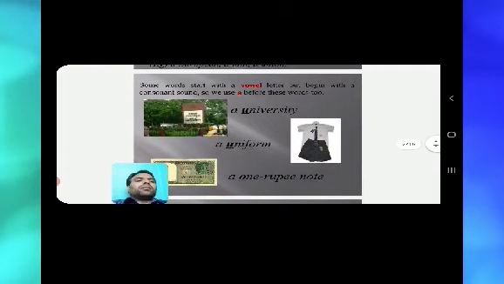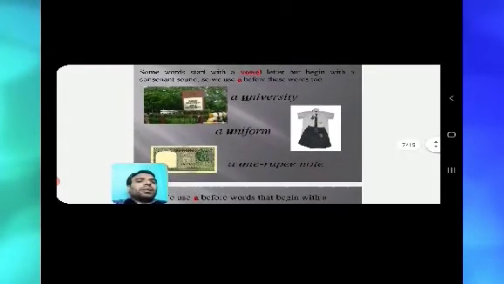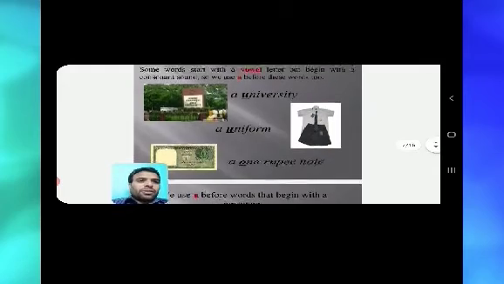Moving forward. Some words start with vowel letters but begin with a consonant sound, so we use a before these words too. As you can see, a university, a uniform, a one rupee note. Even though they start with vowel letters, we are still using a in front of these nouns.